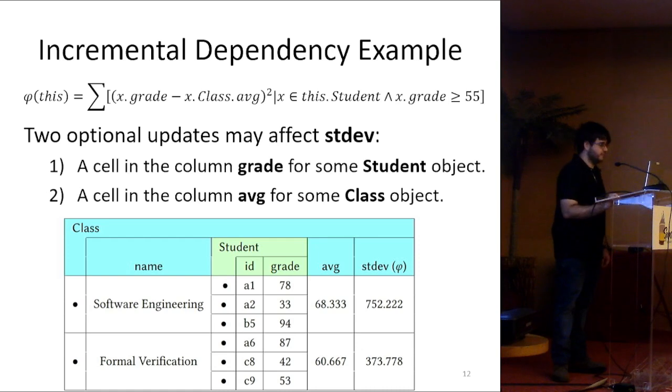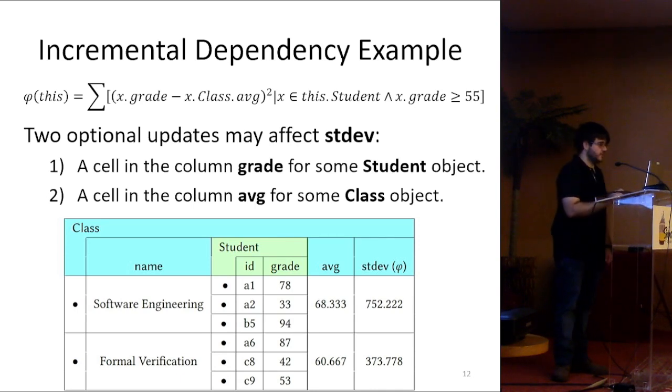Let's see an example. This is a spreadsheet of classes and students in the class. Each student has a grade, and each class has an average and STDF. STDF is our function phi, our formula. AVG can be computed automatically from the grades, but for this example, to make it more interesting, the AVG is manual. It's a data cell and not a formula cell.